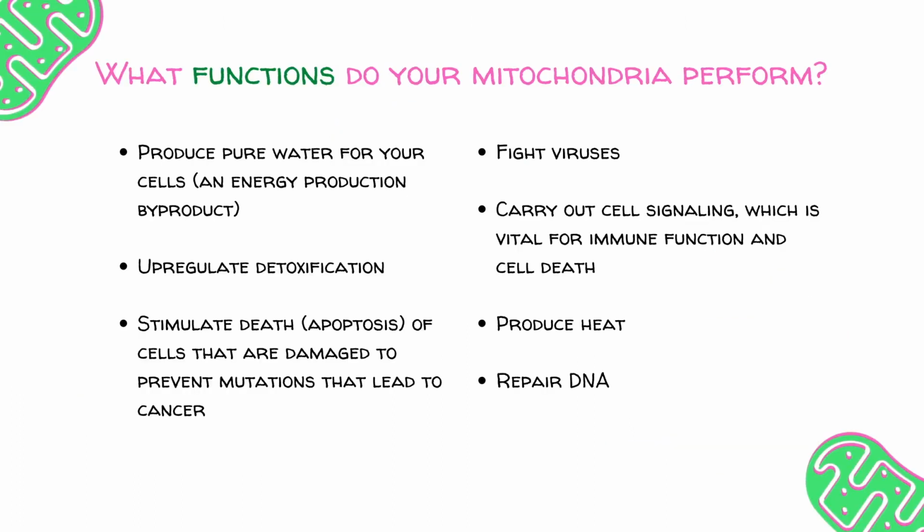So in general, you need well-functioning mitochondria in your body so that you can produce pure water for your cells, which is an energy production byproduct. So you can upregulate detoxification. Mitochondria stimulate death of cells or apoptosis. And this is important when they're damaged because it prevents mutations that lead to cancer. Mitochondria also fight viruses. They carry out cell signaling, sort of like what we just talked about, signaling the immune system. They also produce heat and they repair DNA.